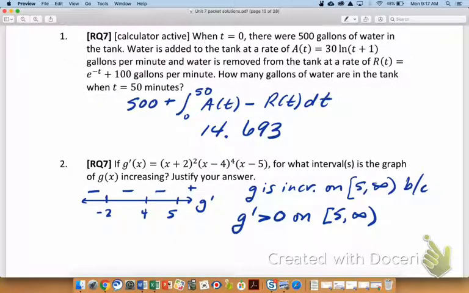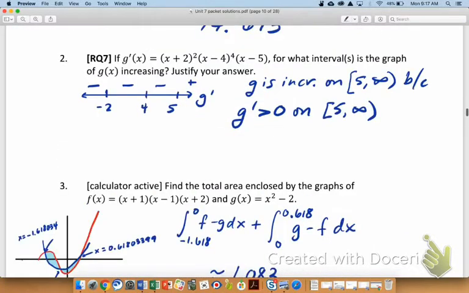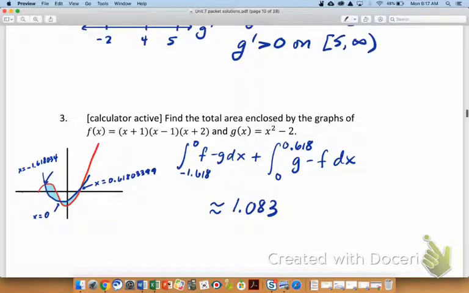Okay, here's number 3. So I got 1.083. I don't know if that changed. I just hadn't done the second part yet. Oh, you said that one chunk. Okay, gotcha. So I cut you mid-problem. I guess that other little sliver of area really wasn't that much area, right? Just a tiny bit.